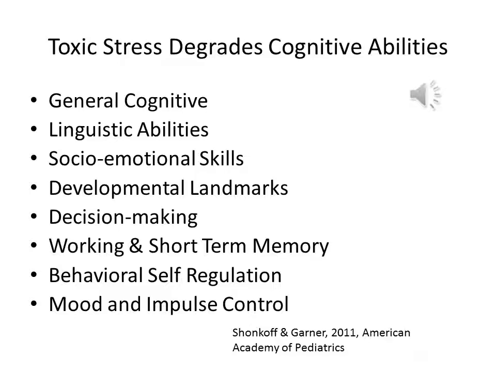So, all in all, toxic stress degrades cognitive abilities. It degrades general cognitive abilities, linguistic abilities, socio-emotional skills, developmental landmarks, decision-making, working and short-term memory, behavioral self-regulation, and mood and impulse control.